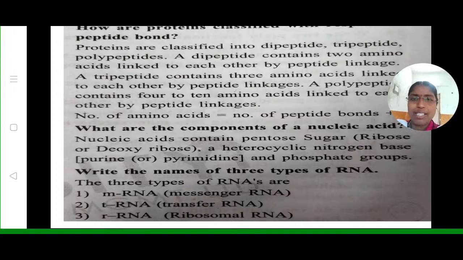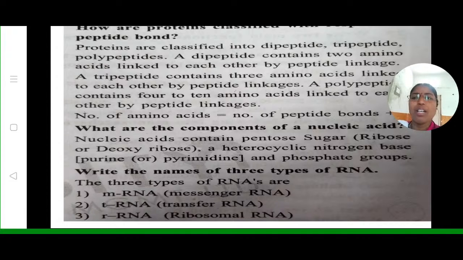mRNA means messenger RNA. tRNA, the second one, means transfer RNA. The third one is rRNA, which means ribosomal RNA. So these are the 3 types of RNA.